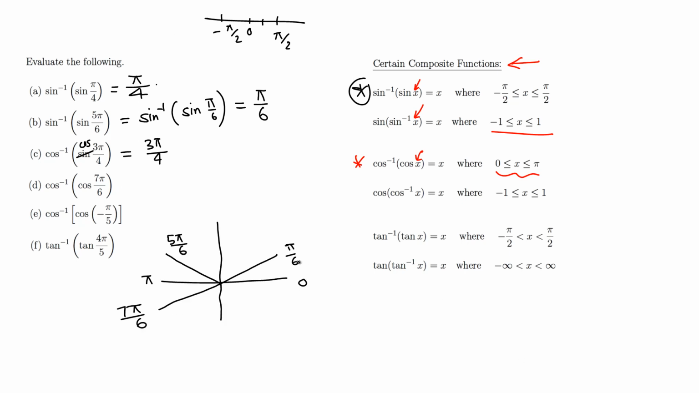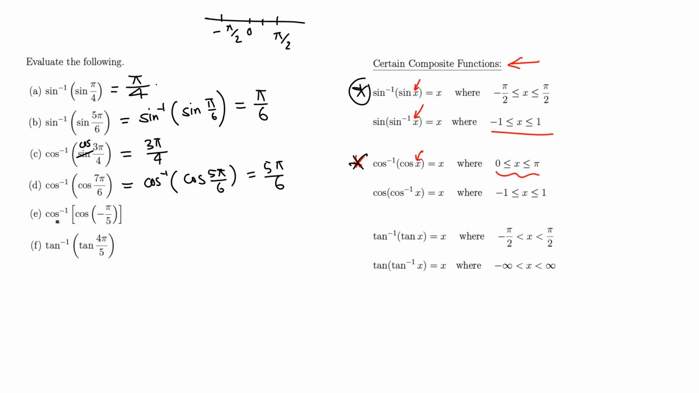We know that 7 pi over 6 and pi over 6 are related angles, and 7 pi over 6 is in the third quadrant, and cosine 7 pi over 6 has a negative value, and the same as cosine pi over 6, it has a negative value as well. So cosine 7 pi over 6 is the same as cosine 5 pi over 6. They have the same values. How does this help now? Now 5 pi over 6 is in between 0 and pi, so we can apply this rule. Cosine inverse cosine cancel.